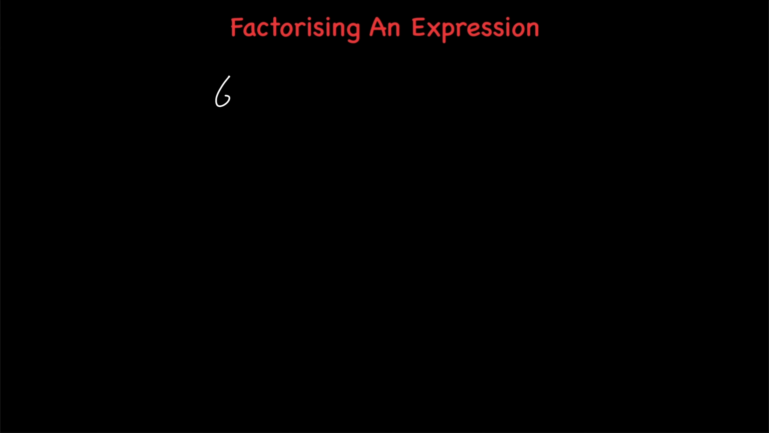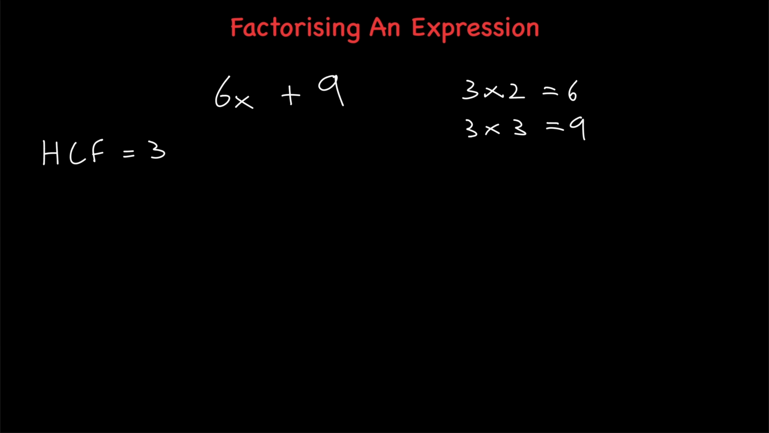Now let's try 6x plus 9. The highest common factor of both 6x and 9 is 3, because 3 times 2 is 6, and 3 times 3 is 9. So we can rewrite this expression as the highest common factor 3 outside of the brackets, 6x divided by 3 plus 9 divided by 3.